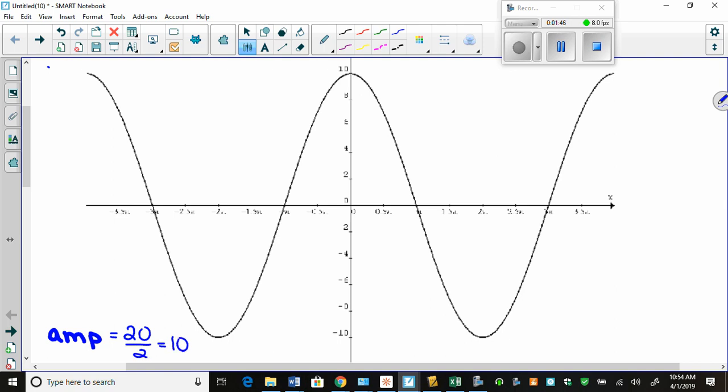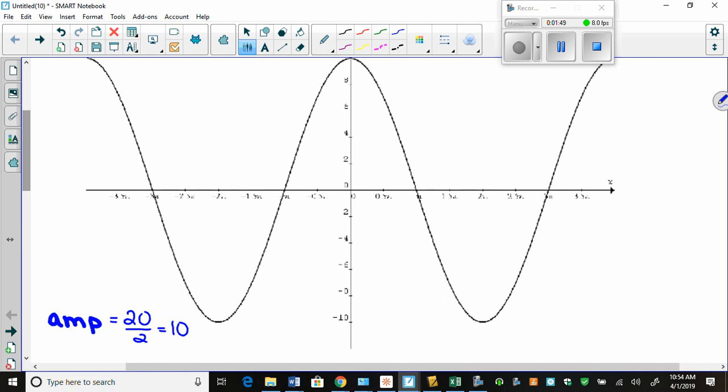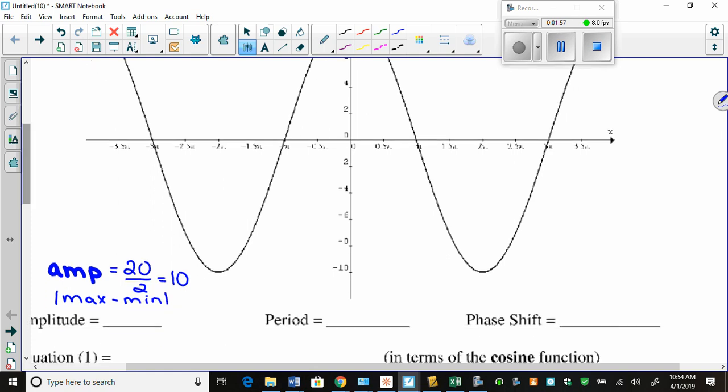So I can do it that way, or I could use the formula, which was absolute value of max minus min divided by 2. Either way, you get an amplitude of 10. So it would be absolute value of 10 minus negative 10 divided by 2, which is 20 divided by 2, which is 10. I just like counting from top to bottom and dividing by 2 personally.